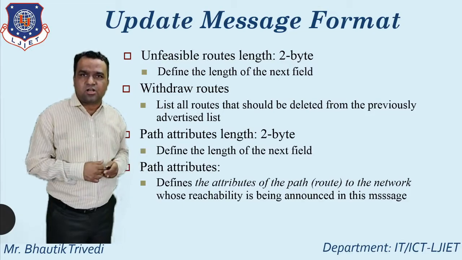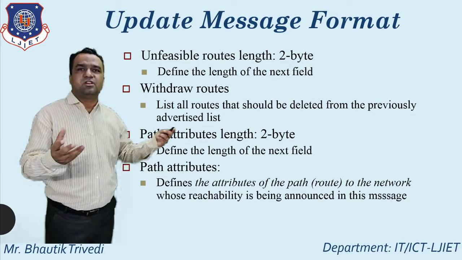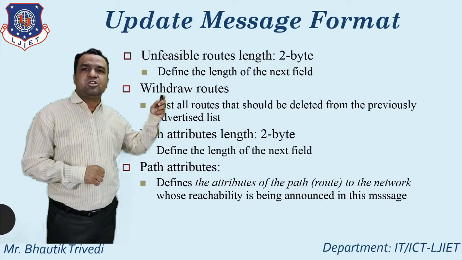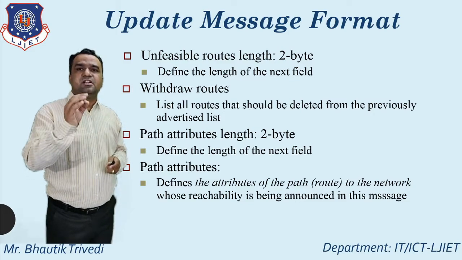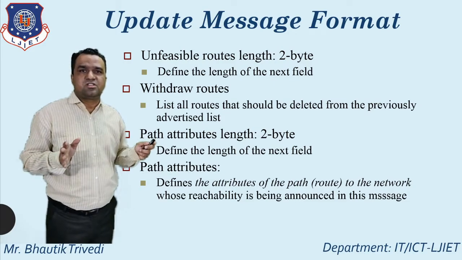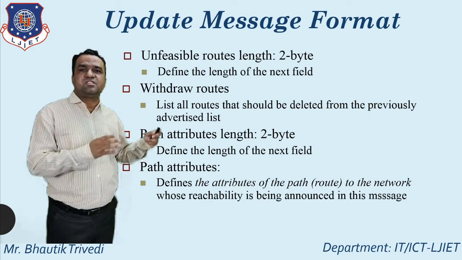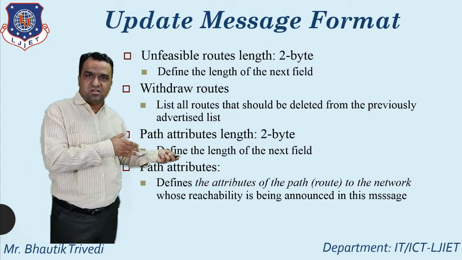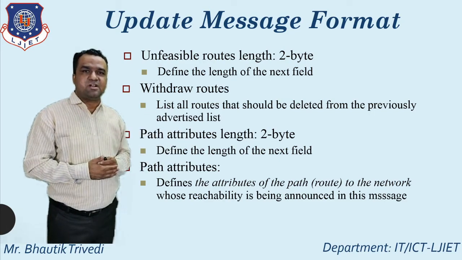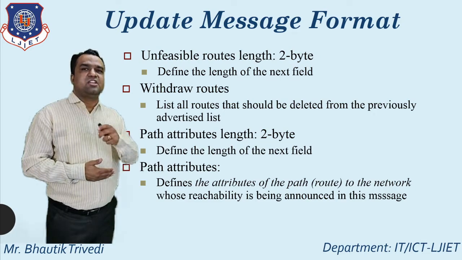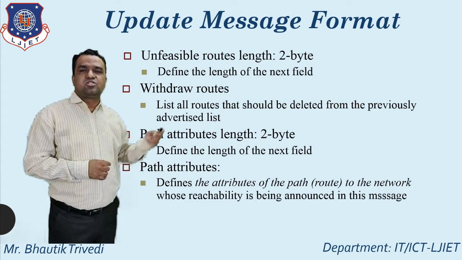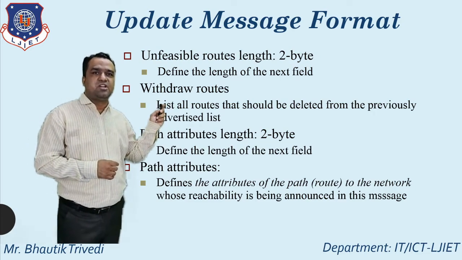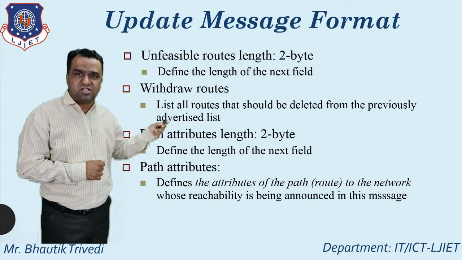Unfeasible route length means what? It defines the length of the next field. What is the meaning of withdrawn routes here? It defines the list of all routes that should be deleted from the previously advertised list. Whatever the previously advertised list is, you can directly remove some of the routes from that.